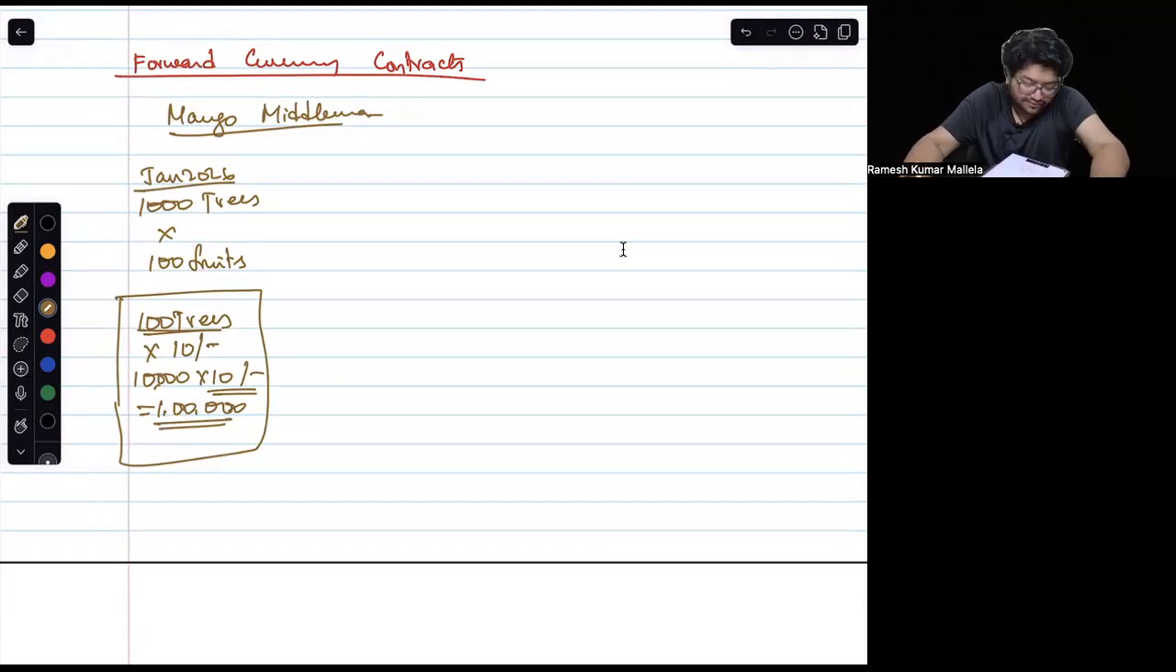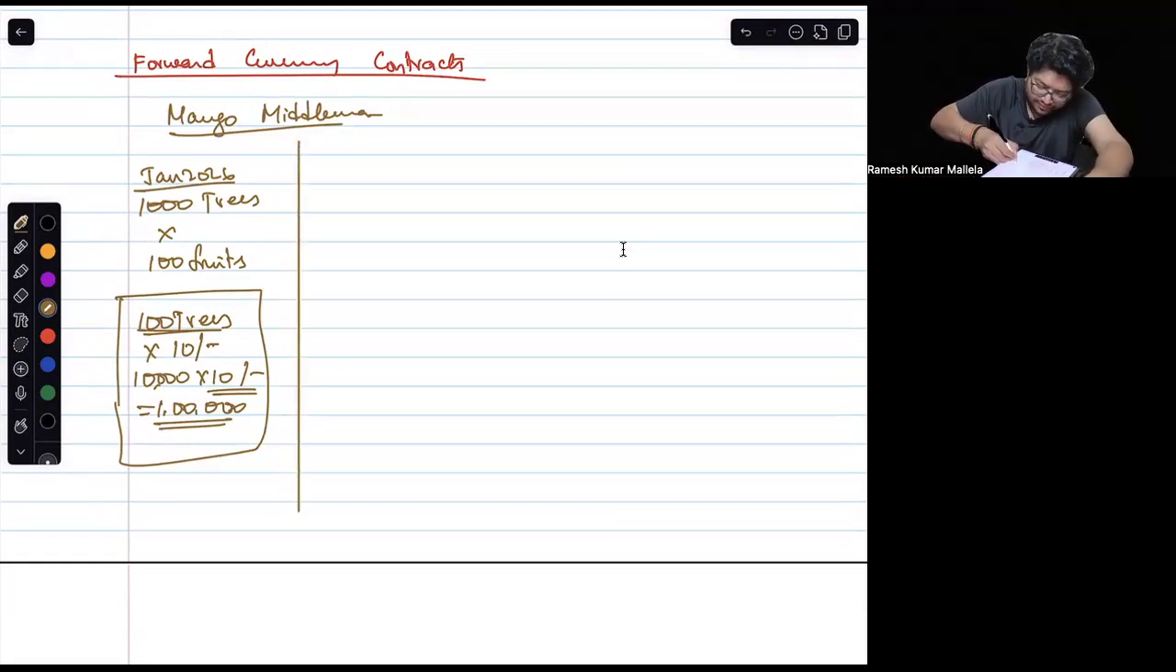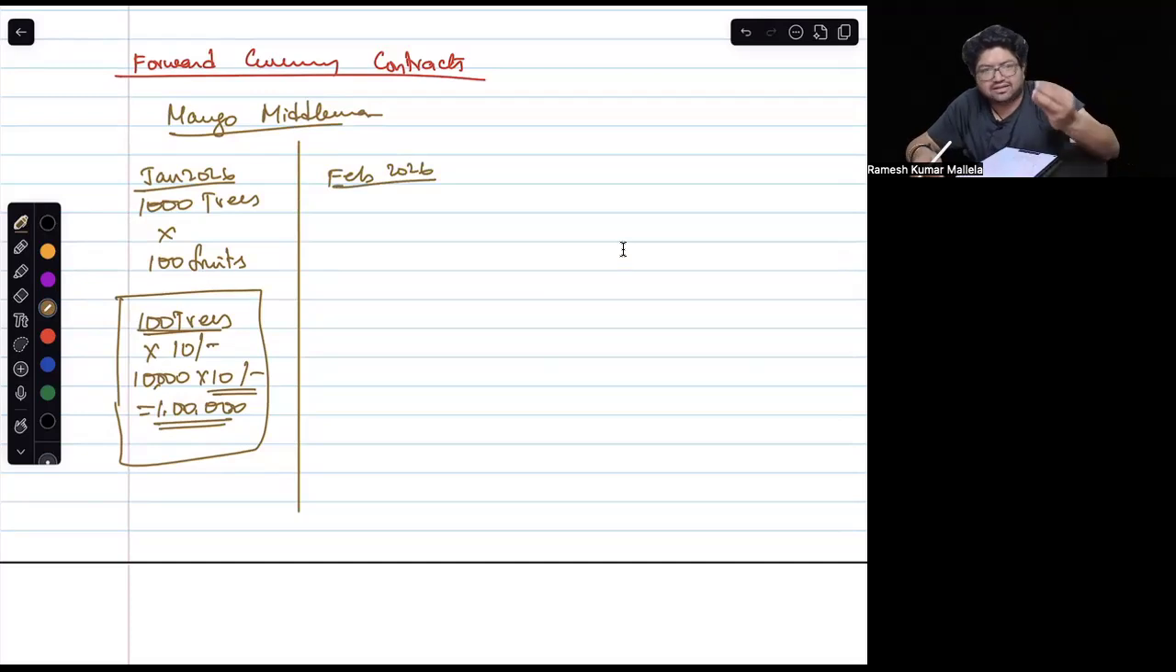Yes, sir. Okay, I go back to the same farmer in February. In February, the flowers have come; on the mango trees there will be some flowers. He clearly knows that instead of 100 fruits, each tree will give 150 fruits.